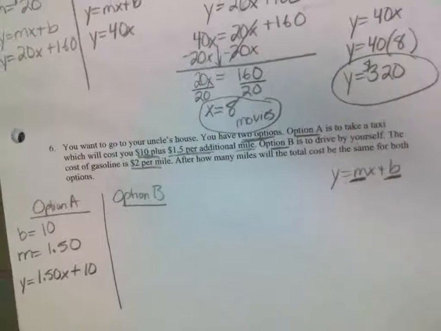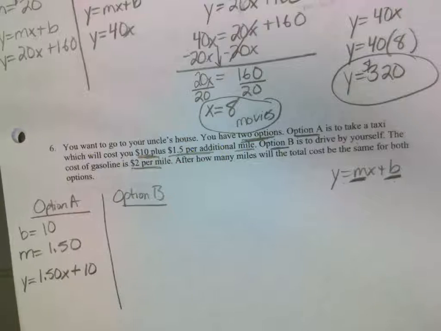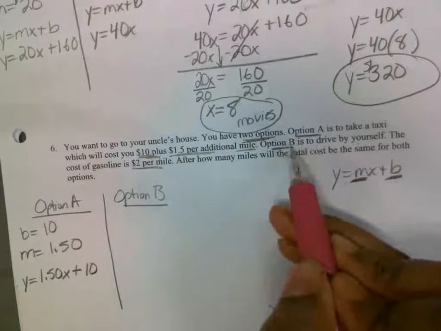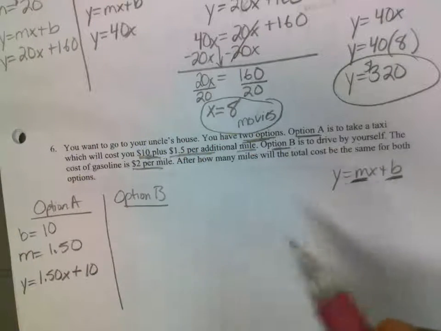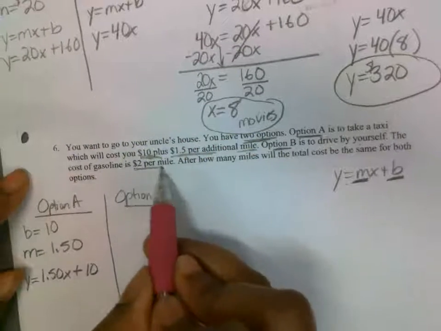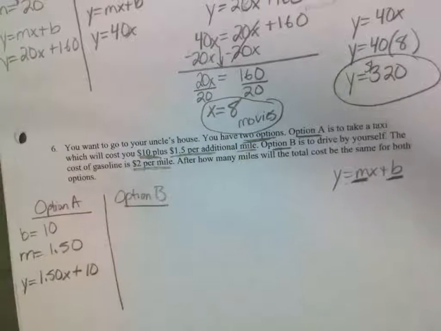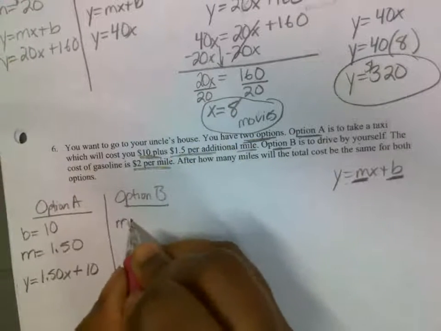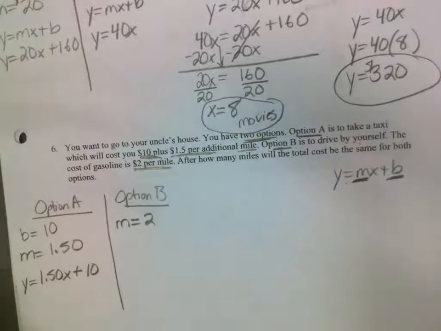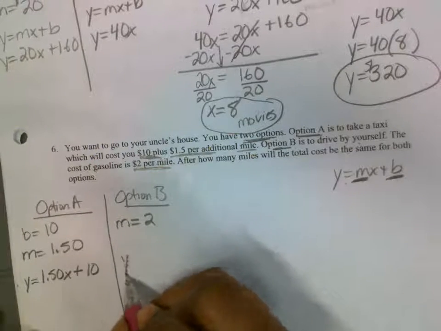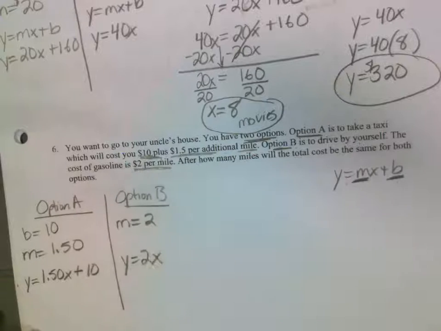All right. The second equation for the system. It says option B is to drive yourself. So there's no starting amount because you don't have to pay yourself. But what you do have to pay is $2 per mile for gas. So m is equal to $2. There's no starting amount. So my equation is going to be y equals 2x.